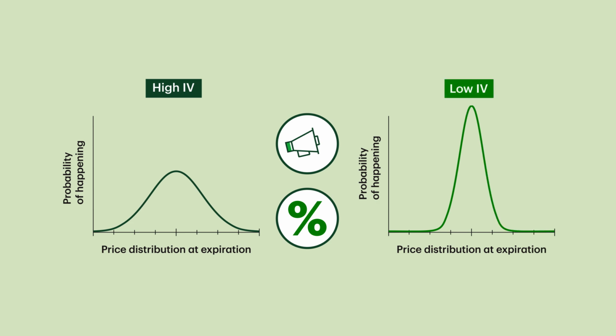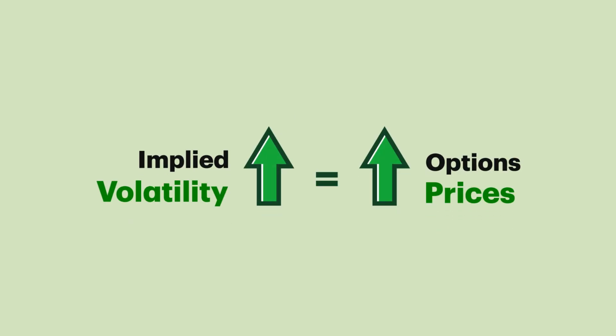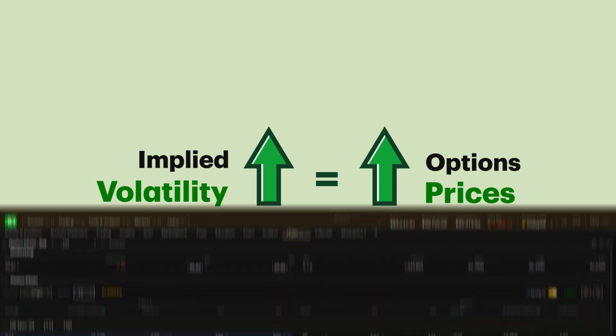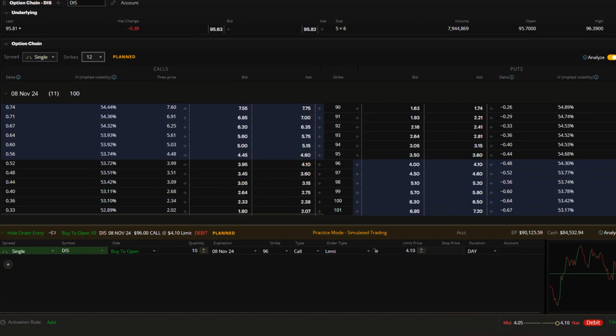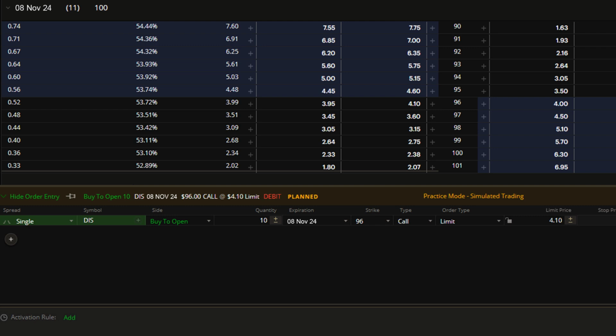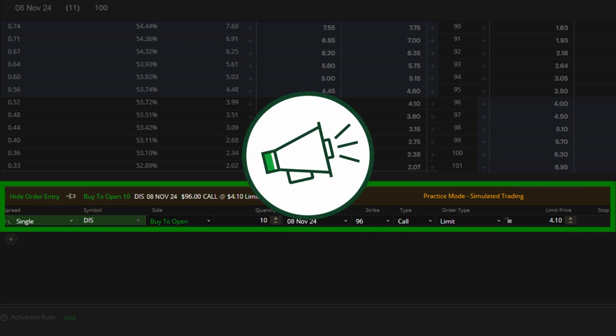And because IV is one of the contributing factors to option pricing, all things being equal, a higher IV means higher option prices. For example, let's say you thought a stock would go up around $5 because of an earnings announcement this week. So, you buy a slightly out-of-the-money call option for $4.10 that has 4 days to expiration and expires after earnings. The earnings announcement happens and the stock price jumps up $4 overnight.